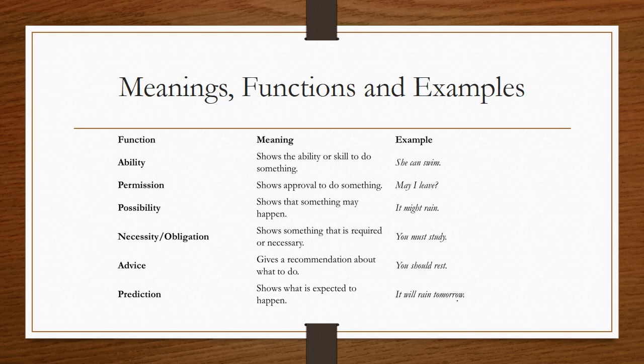Meanings, functions, and examples. Modal auxiliaries can express different meanings depending on the context in which they are used. Ability shows that someone is able to do something. Example, she can swim. Permission shows approval to do something. Example, may I leave? Possibility shows that something may happen. Example, it might rain.